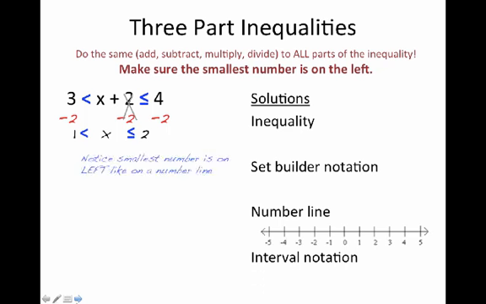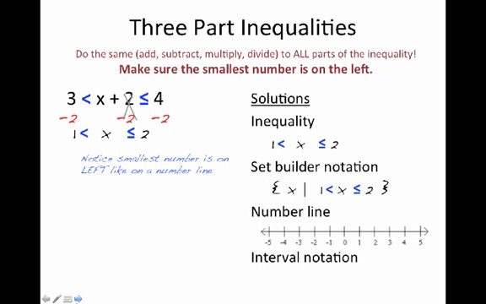Notice that the smallest number is on the left, just like on a number line. That's what I want it to be. I want the smallest number on the left. So my inequality is 1 is less than x is less than or equal to 2. Set builder notation would say that any value of x works such that 1 is less than x is less than or equal to 2. Make sure you put curly brackets around your set builder notation.